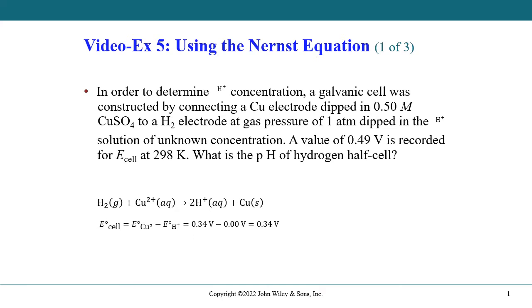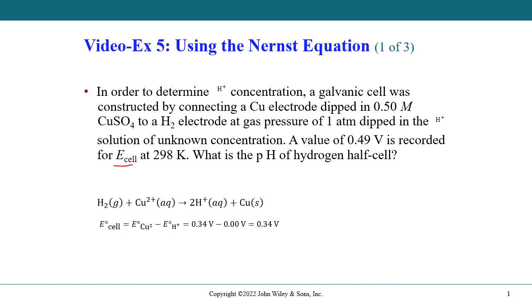Okay, here we have quite a complex example where we are going to determine hydrogen ion concentration from a specific cell that is constructed with a copper electrode and a hydrogen electrode in their respective solutions. It says a value of 0.49 volts is recorded for the E cell at 298 Kelvin. What is the pH of the hydrogen half cell? Please note this is not the E cell standard.